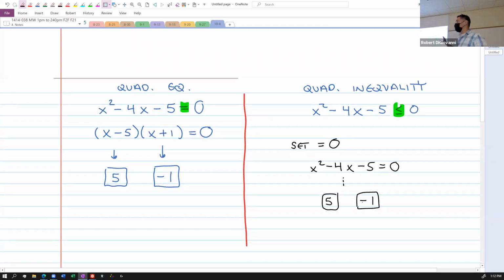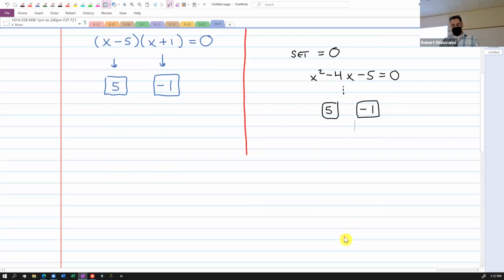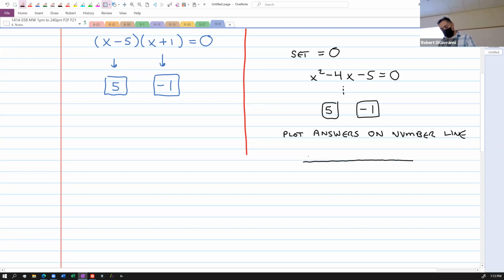Now, I'm not saying that these are my answers. I'm saying this is the first step. I just set it equal to 0 and get the answers. The next thing is to plot those answers on a number line. So I'm going to draw a number line, and I'm going to plot -1 and 5 here.